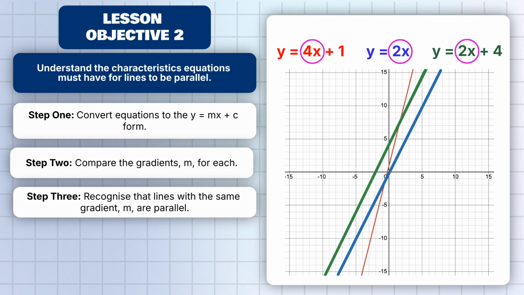The line y equals 4x plus 1 has a different gradient as m equals 4, so it is not parallel to the others. By using these fundamental principles, we can determine the relationship between different lines just by inspecting their gradients from their equations. This approach saves time and effort compared to graphing each line individually. In the next step, we'll apply this knowledge to various scenarios to reinforce our understanding.